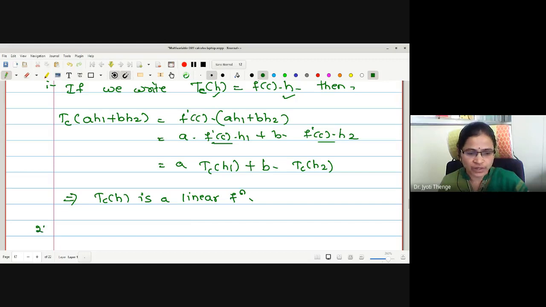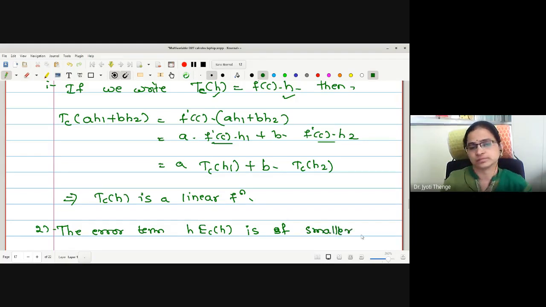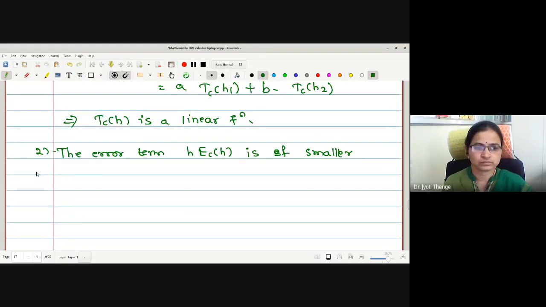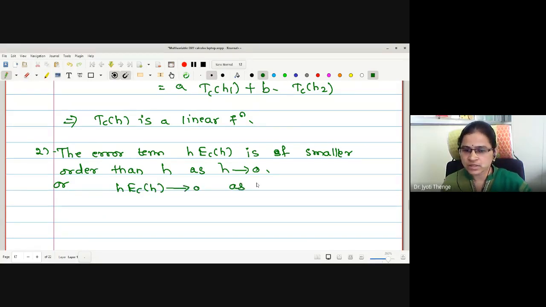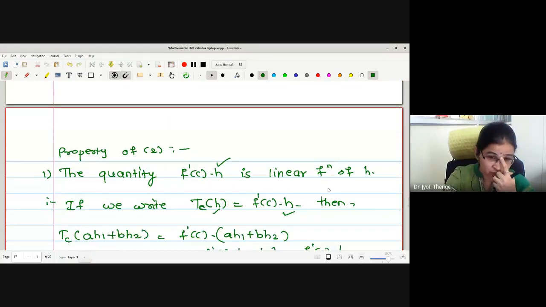What is property number 2? The error term E_c(h) is of smaller order than h as h tends to 0, or one can write E_c(h) tends to 0 as h tends to 0. And I have told you already why the error term tends to 0 as h tends to 0.